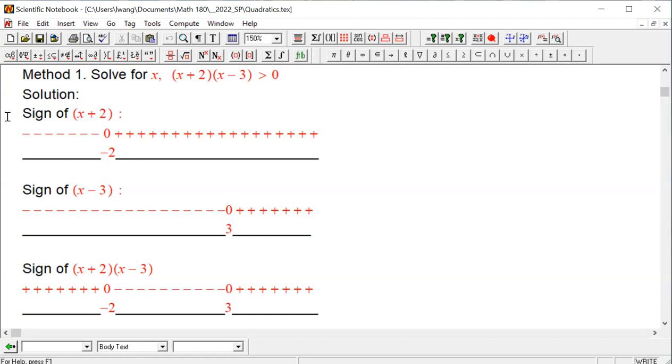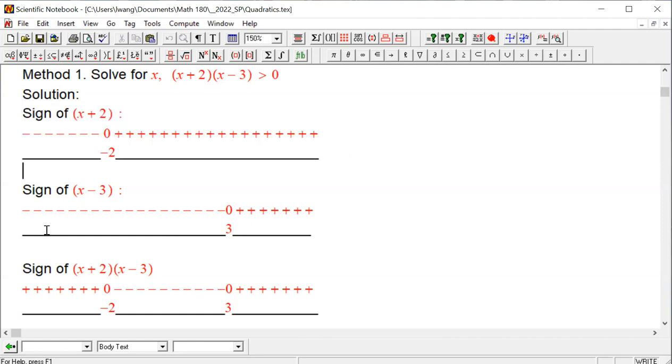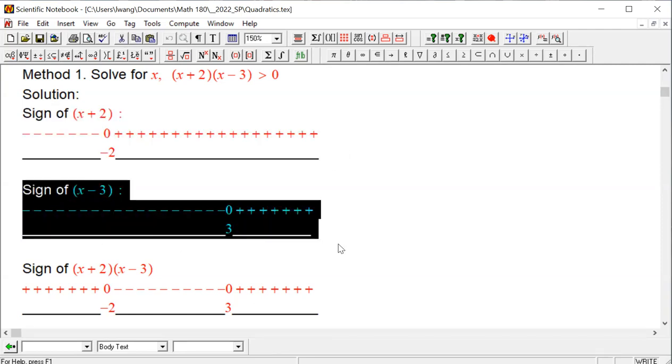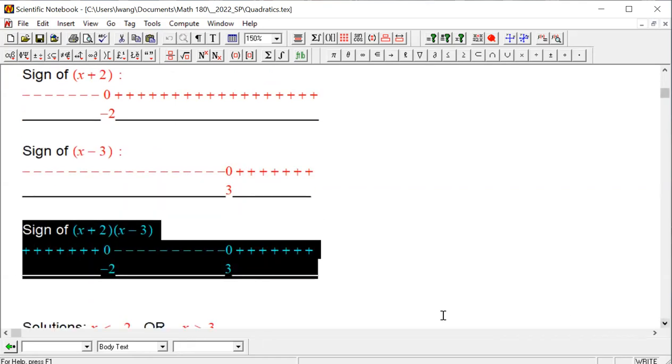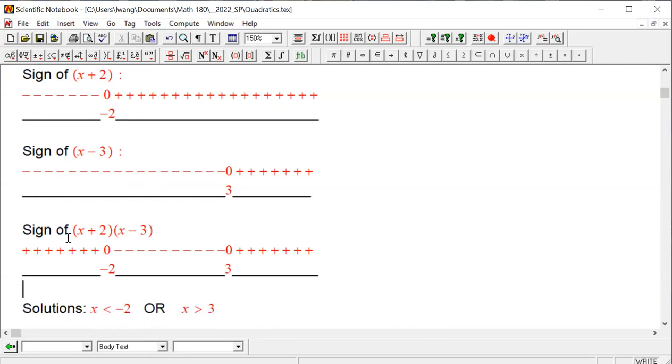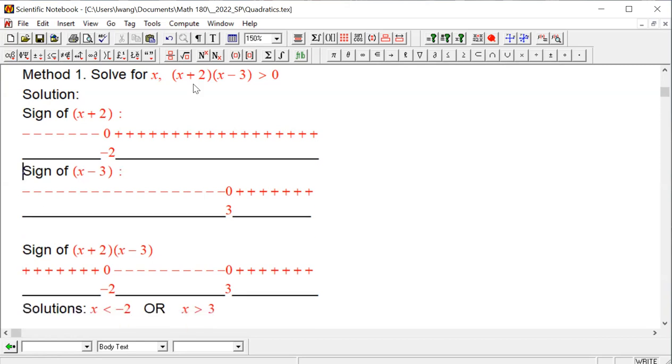All right, so you tell the reader about the sign of x plus 2, about the sign of x minus 3, about the sign of the product, and then you draw the conclusion that the solution to the given question is, let me just make some more space here. So that's all you need to show.